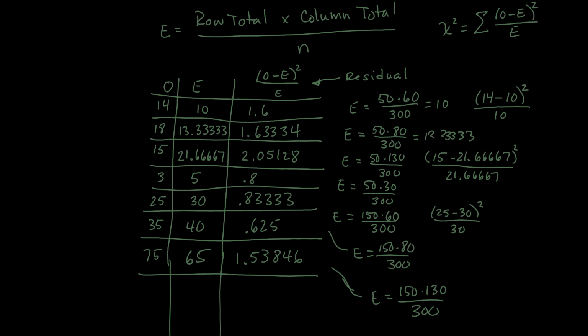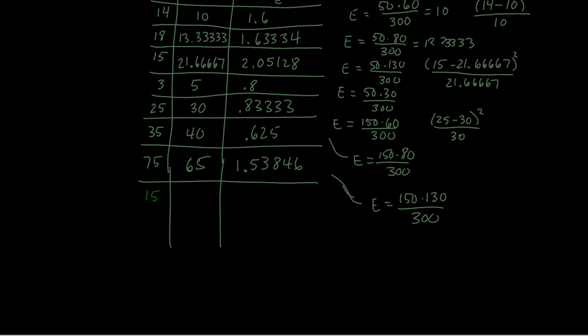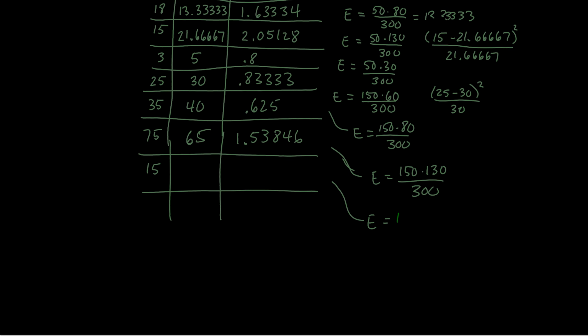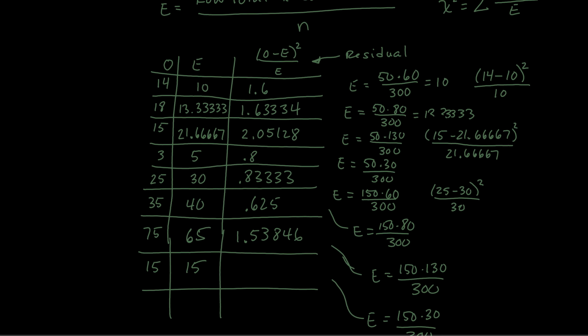Our next observation is 15. Again, we're going to calculate the expected frequency here. So we're still under the row total of 150, but now we're under the column total of 30. So we have 150 times 30 divided by 300, and this actually gives us an expected frequency of 15. So there's not much to calculate here for the residual because the observed minus the expected is 0. So squaring it and dividing by the expected will still give you a residual here of 0.